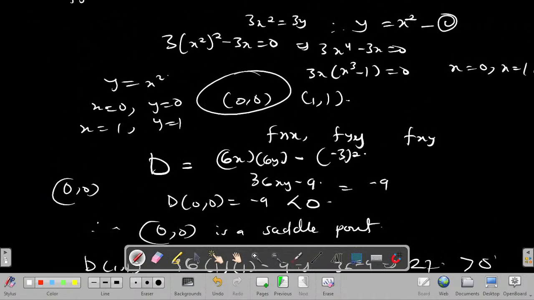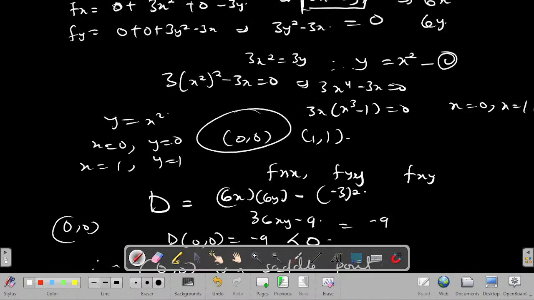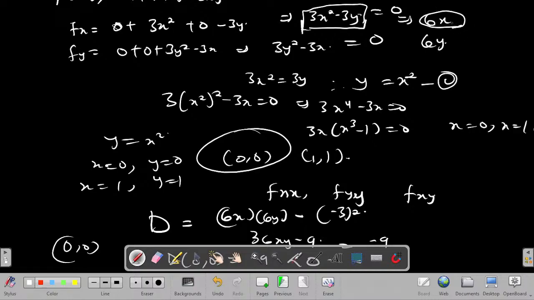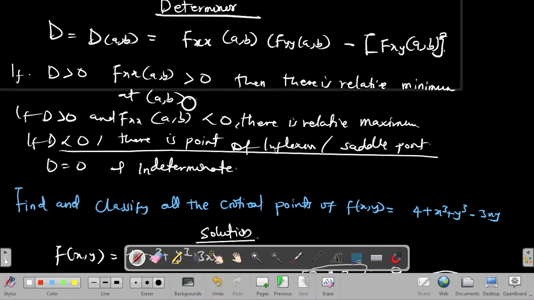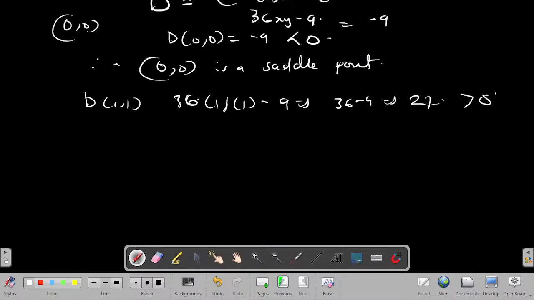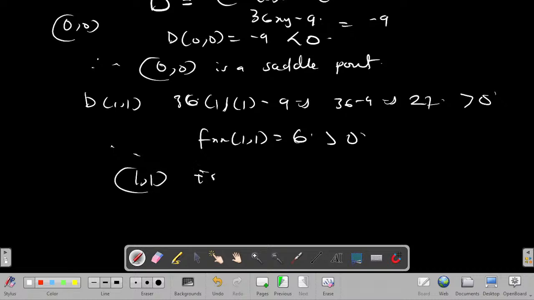The fxx is 6x. And what is my point? My point is (1, 1). So when I put 1, I get 6, and 6 is obviously greater than 0. Therefore, you have a relative minimum point. So since fxx at (1, 1) is equal to 6 and is greater than 0, you say that the critical point (1, 1) is a relative minimum.